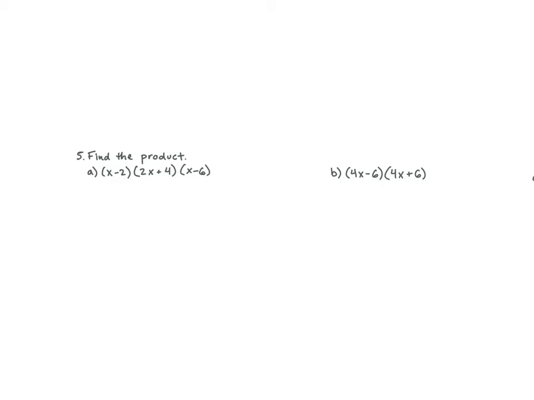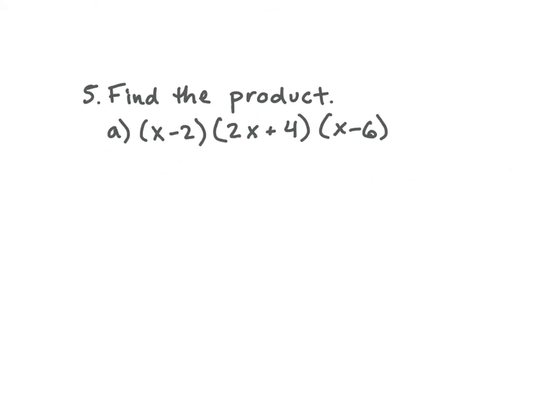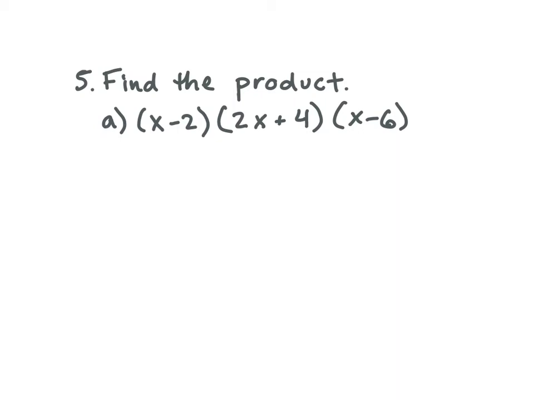Find the product. So when we have 3 binomials, what should we do first? Perfect. Multiply the first 2, and then multiply that answer by the third one. So we have to FOIL these 2. So the first terms, what's x times 2x? 2x squared. What's x times 4? 4x. -2 times 2x? -4x. And -2 times 4?